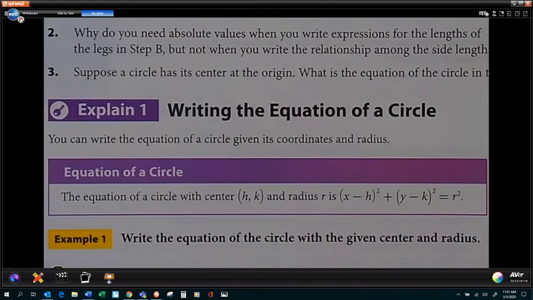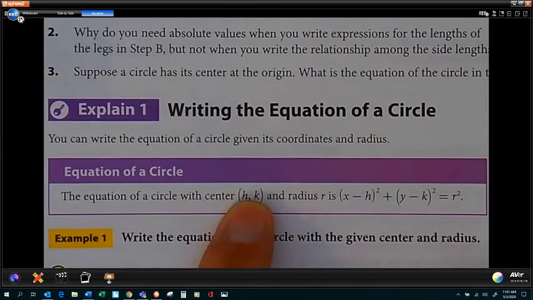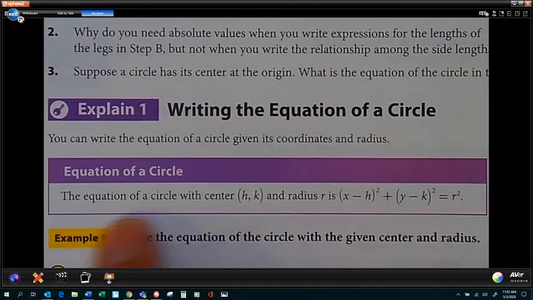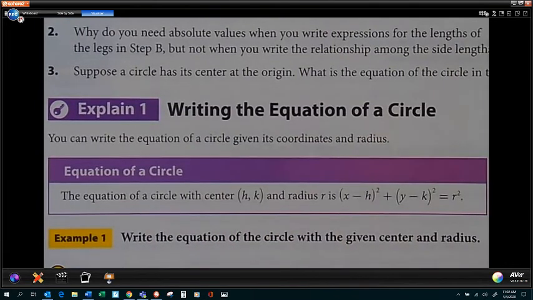Please take a moment now to copy down this equation of a circle. I'll cover what h and k are in just a minute. We'll complete those notes, but copy this down. The equation of a circle with center (h, k) and the radius r is (x minus h) squared plus (y minus k) squared equals r squared. Take a second and write that down, and when you're done, go ahead and hit resume.